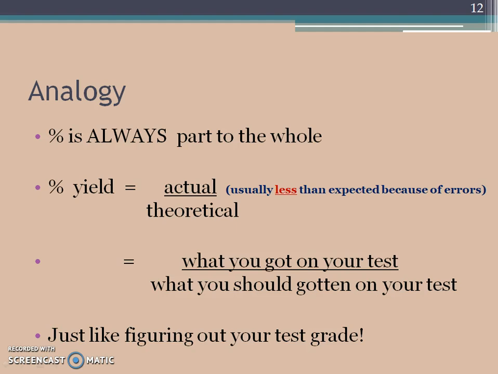So here's our analogy. Again, actual is always the less. It's kind of like what you get on your test versus what you should have gotten on your test, right? You all want 100% on your test, but most of you get a little less than 100%. So it's how much you actually got divided by how much you should have gotten, and that's how you can figure out your test grade or your percent yield. And again, don't forget to multiply by 100 because we're dealing with percent.